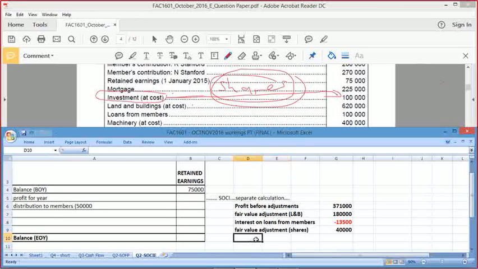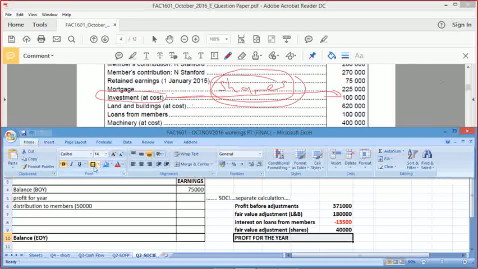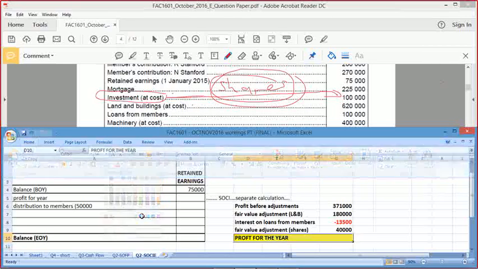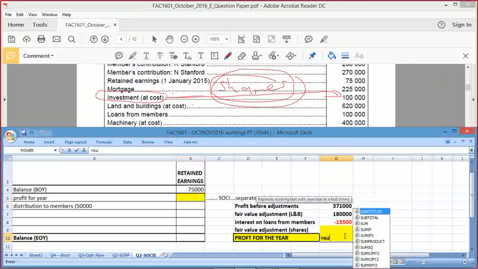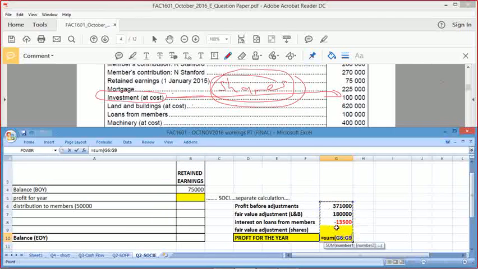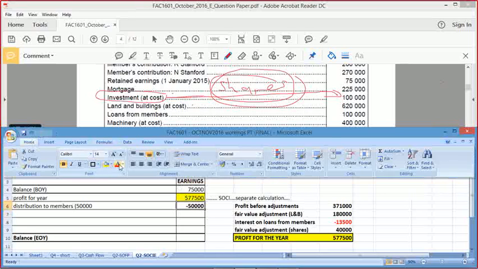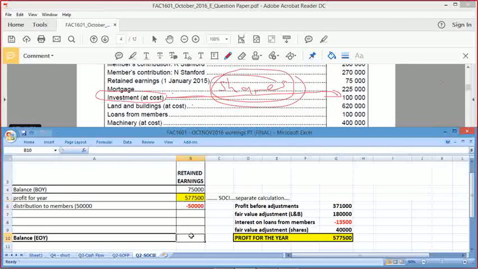Okay, so let's total. So that becomes 140. And then I've got a fair value adjustment again. So that's 40,000, that fair value adjustment. Yes, okay, so I sum up, I put my total there. My distribution stays at minus 50. Okay, happy with that? 500.